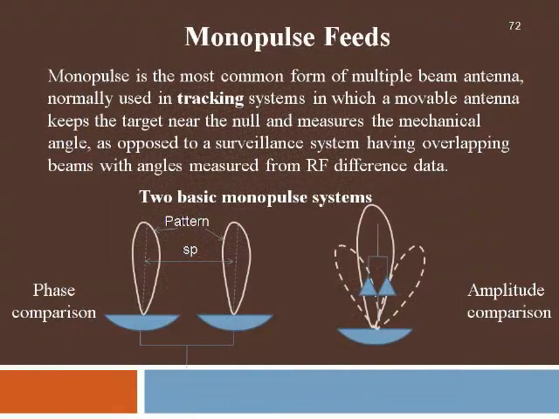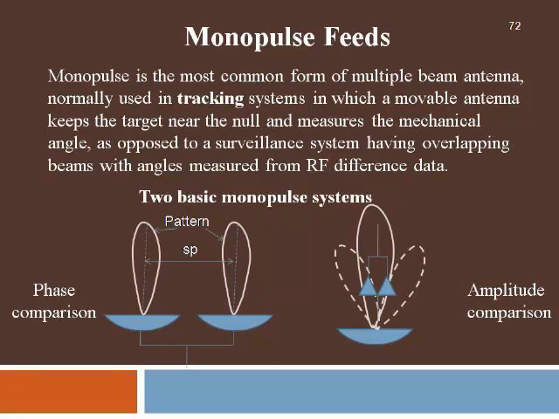Monopulse feeds. Monopulse is a special type of radar system wherein using a single pulse we would like to get all the target coordinates. So here it is very commonly used with multiple beam antennas for tracking applications, in which a mobile antenna keeps the target near the null and measures the mechanical angle, as opposed to a surveillance system having overlapping beams with angles measured from RF difference data.